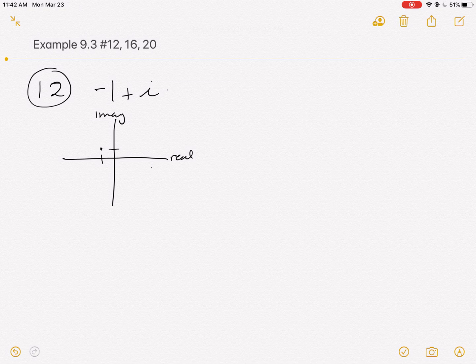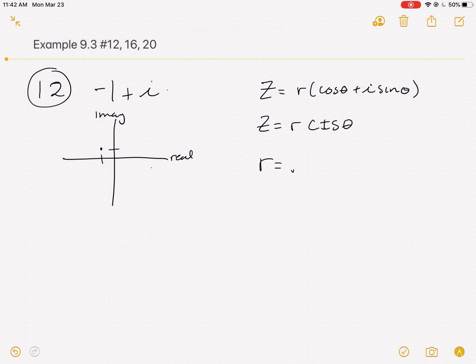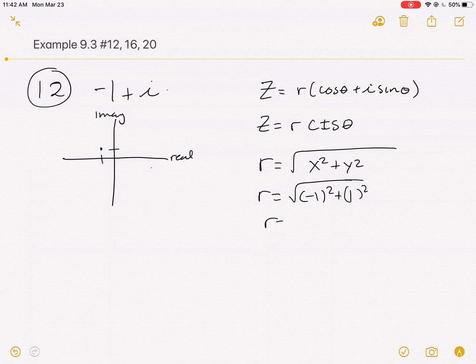The polar form of a complex number, they're going to call it z, is r cosine theta plus i sine theta. There's also a shorthand notation that you might remember from your last class, r cis theta, where it's understood to be cosine plus i sine. R is found the exact same way that we did before, the square root of x squared plus y squared. In our case, we have the square root of negative 1 squared, and the y is whatever's in front of that i, so that's 1 squared. Our r is simply the square root of 2 if we add those up.